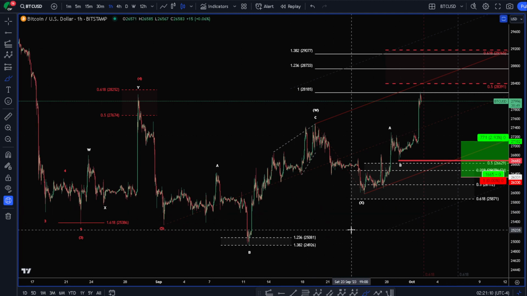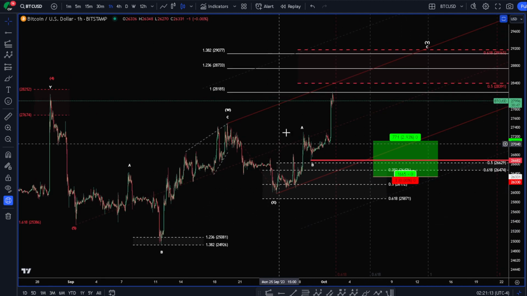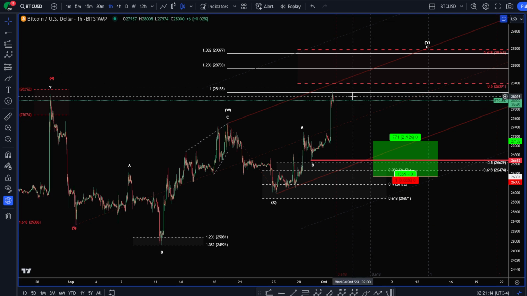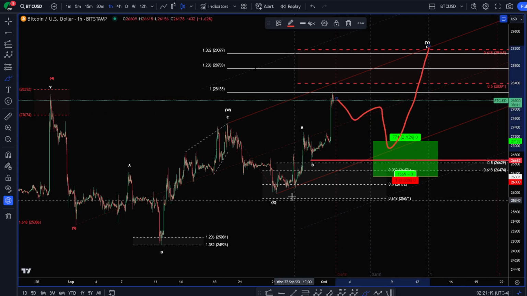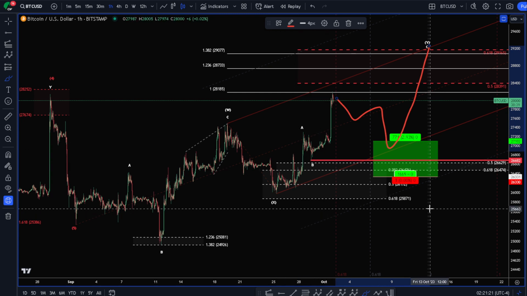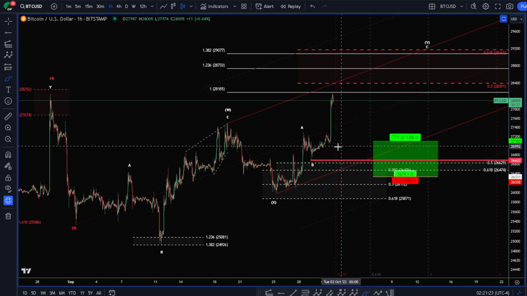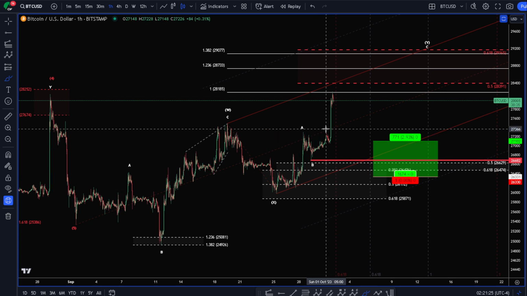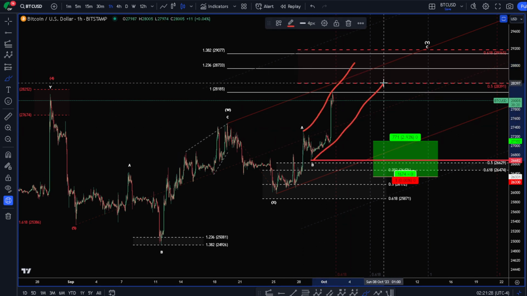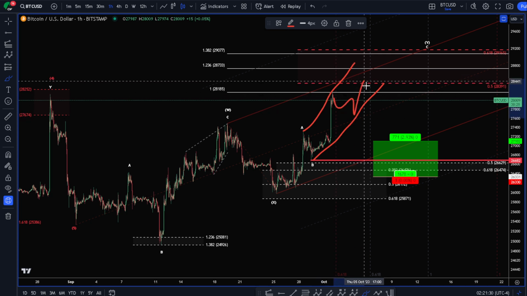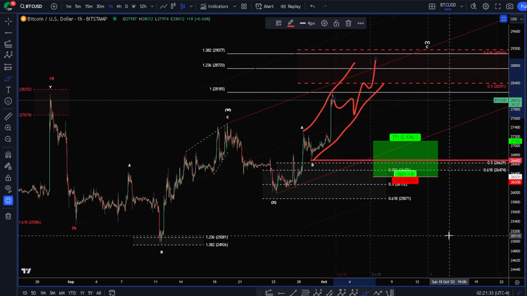This can also just be a 3-wave A. We come back here and make our Y later on. Again, this correction can just get bigger. And last but not least, this could be a series of zigzags, and this could make an ending diagonal where we come up like this and finish.